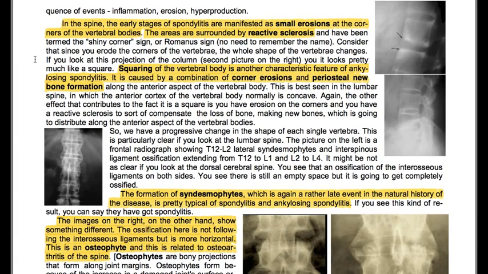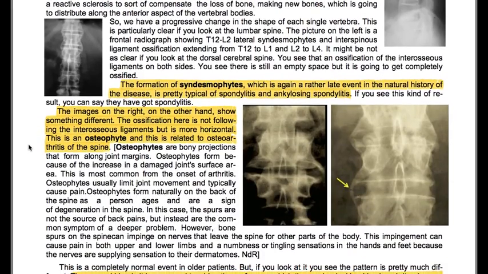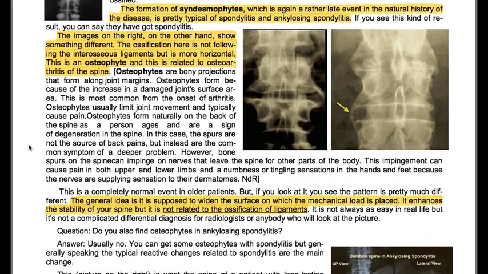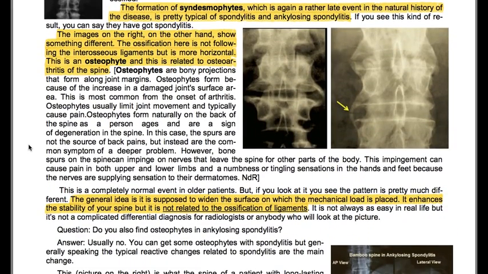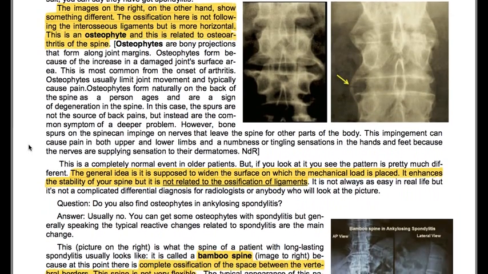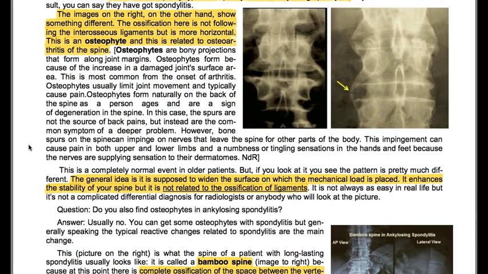The formation of syndesmophytes, which is again a rather late event in the natural history of the disease, is pretty typical of spondylitis and ankylosing spondylitis. If you see this kind of result, you can say they have got spondylitis. The images on the right, on the other hand, show something different. The ossification here is not following the interosseous ligaments, but is more horizontal. This is an osteophyte and this is related to osteoarthritis of the spine.